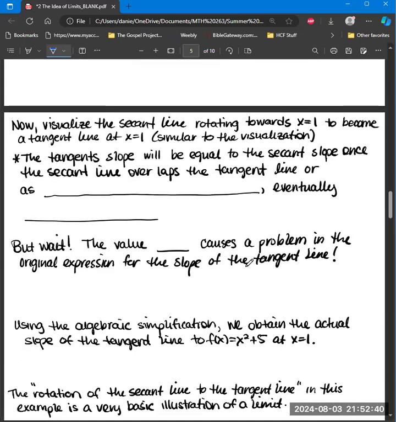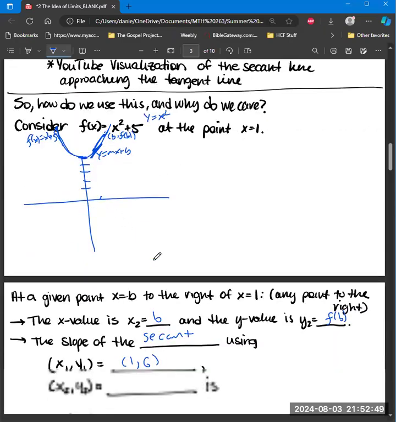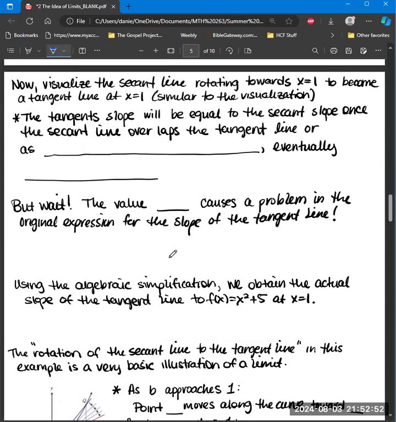Now visualize the secant line rotating towards x equals 1 to become a tangent line at x equals 1. So like I said, imagine this point coming closer and closer to that point, to where b is getting closer and closer to 1. So as x equals b becomes closer to x equals 1, eventually b equals, in quotation marks, 1, that we can't tell the difference visually anymore.